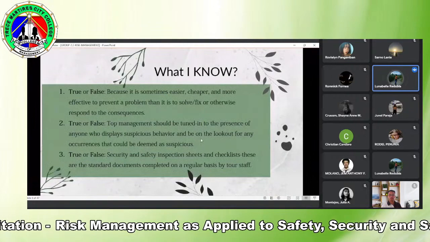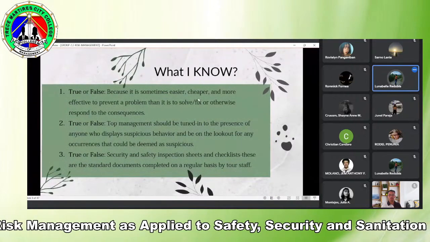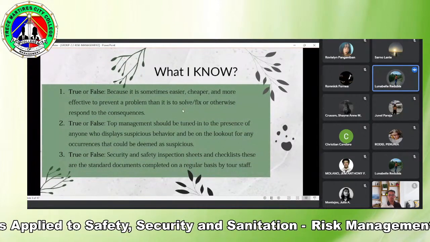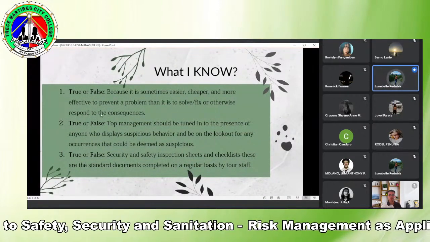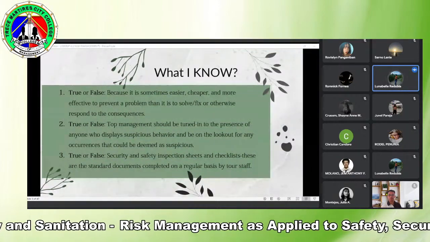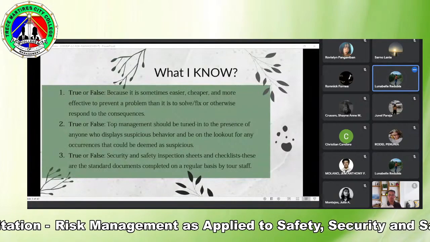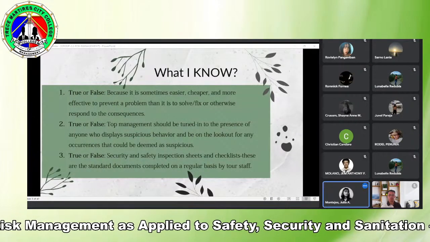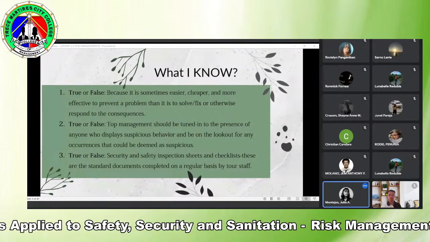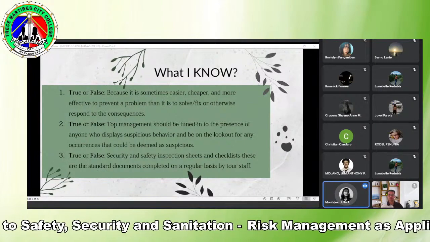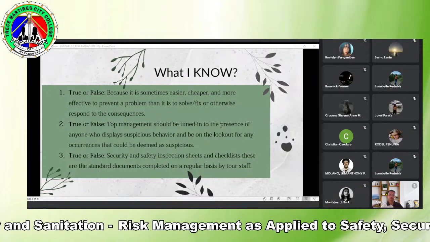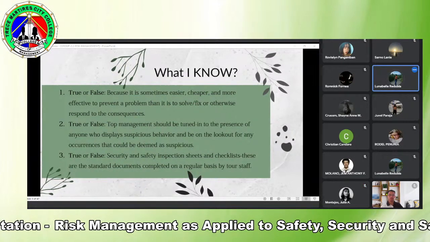The first is because it is sometimes easier, cheaper, and more effective to prevent a problem than to solve, fix, or otherwise respond to the consequences. Anyone from the guest po na who can answer this one? Ako po. Okay. False po. Because prevention is a must, so we need to do it always po. Yes po. It's correct po.